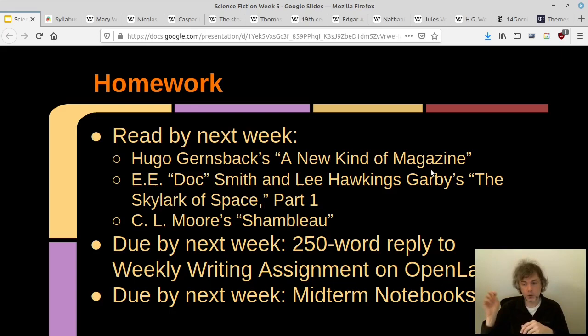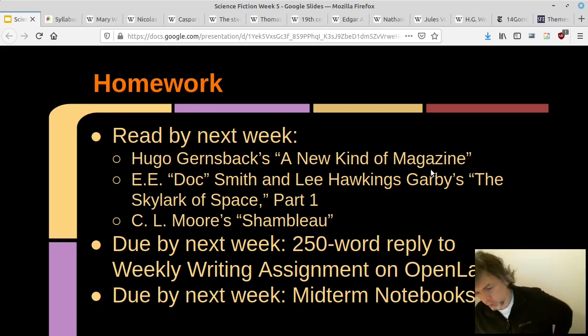And then the big thing that's due by next week is your midterm notebook. Basically, all the notes that you've made for our class between the beginning of the semester until this week, you'll want to include in that. Your notes should encompass the lectures, your notes should encompass your readings, and the notes can also include anything you've done so far on your research essay, but doesn't have to. Just saying, if you've already done some work on that, that can be a part of what you include in your scan of your notebooks.